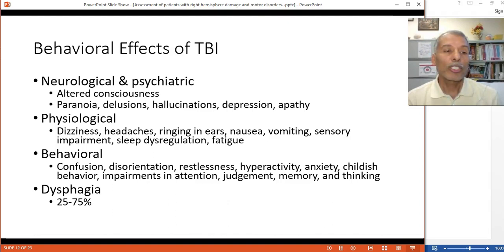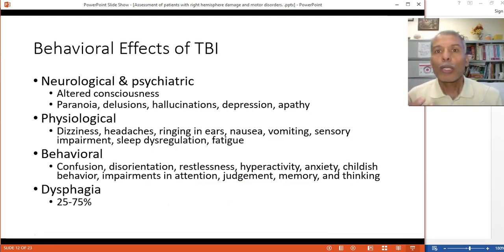One of the symptoms that she had was she would be talking with you normally, and then all of a sudden she would just fall into a deep sleep. That is one good example of head injury, frontal particularly, where it alters your sleep. It dysregulates your sleep, and also consciousness. So behavioral effects of TBI include confusion, like the person doesn't know where they are, and disorientation.